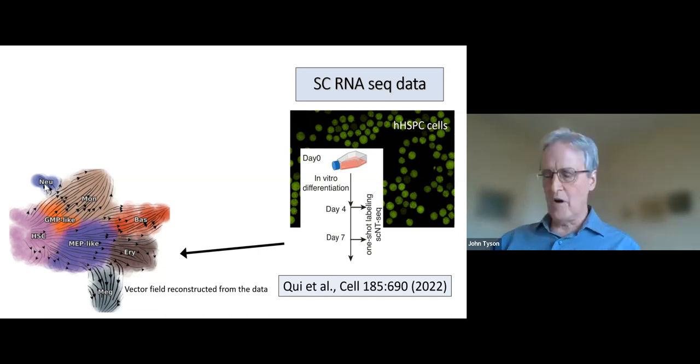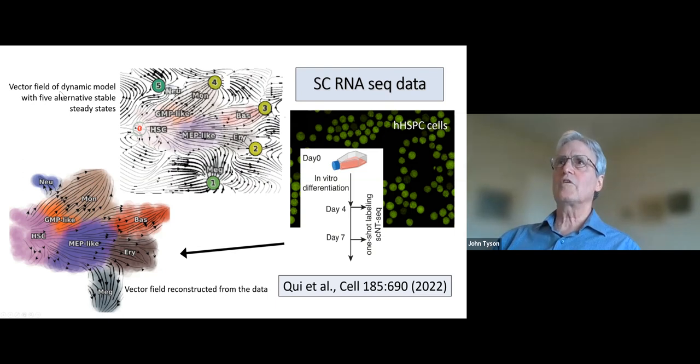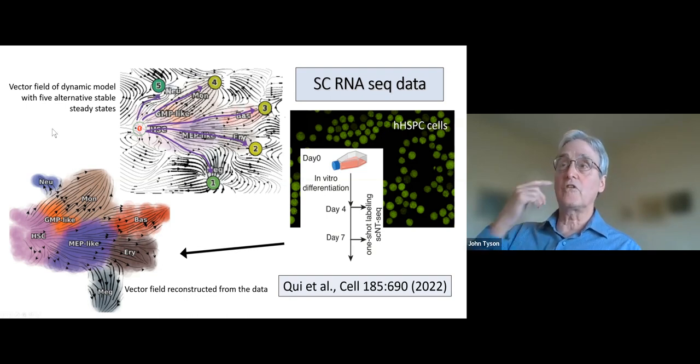And then the other part of the paper is the theoretical analysis based on a model which shows you what the vector field of the dynamical model looks like. And the starting point is, say, an unstable state when you add the inducer, and the stem cells can diverge to five different alternative stable steady states in very nice agreement with the vector field reconstructed from the data. So I think this is also a very nice example of how you can use these notions from dynamical systems theory to understand very complex and detailed experimental data.